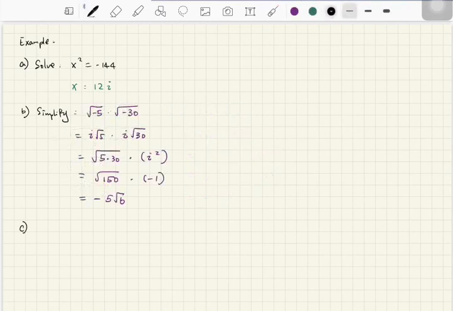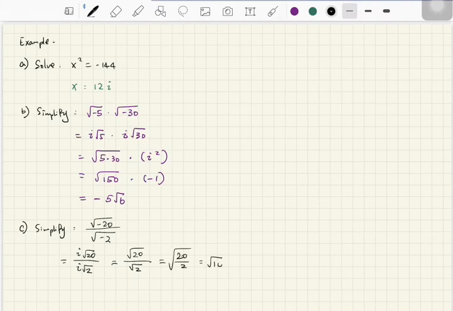So the next one we want to do is still simplify, but this time I want to simplify square root of negative 20 over square root of negative 2. As we talked about before, we have to change it into complex number first. So I will have i square root of 20 over i square root of 2. For this situation, i and i will divide out. So we will end up with square root of 20 over square root of 2, which equals square root of 20 over 2, square root of 10.